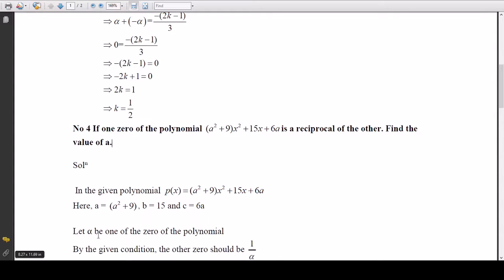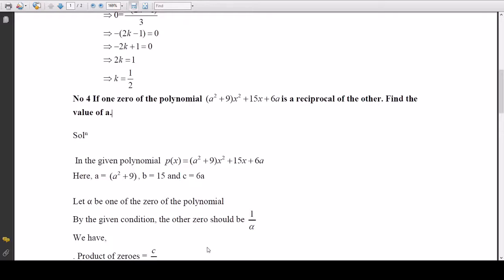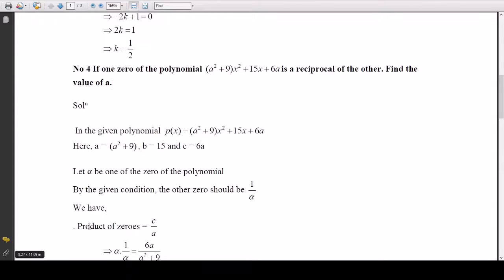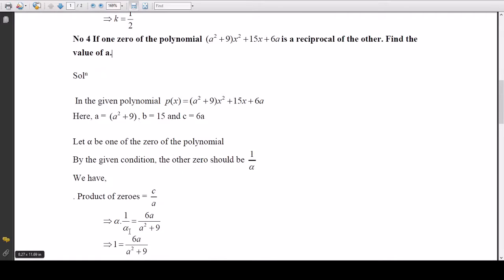Now let us take alpha as one of the zeros. Then by the given condition, the other zero should be 1 by alpha. Now we have the product of zeros equals c by a, as we know. What is the product of zeros? One zero is alpha, multiplied with the other zero, 1 by alpha, equals c by a. What is c? 6a by a² + 9. Now alpha multiplied with 1 by alpha, you can cancel alpha, so you have only 1 equals 6a by a² + 9.